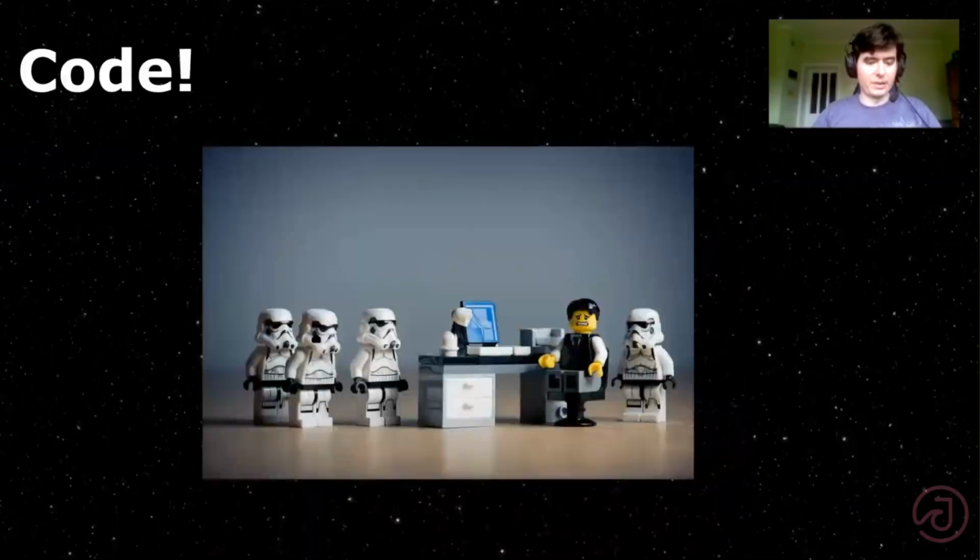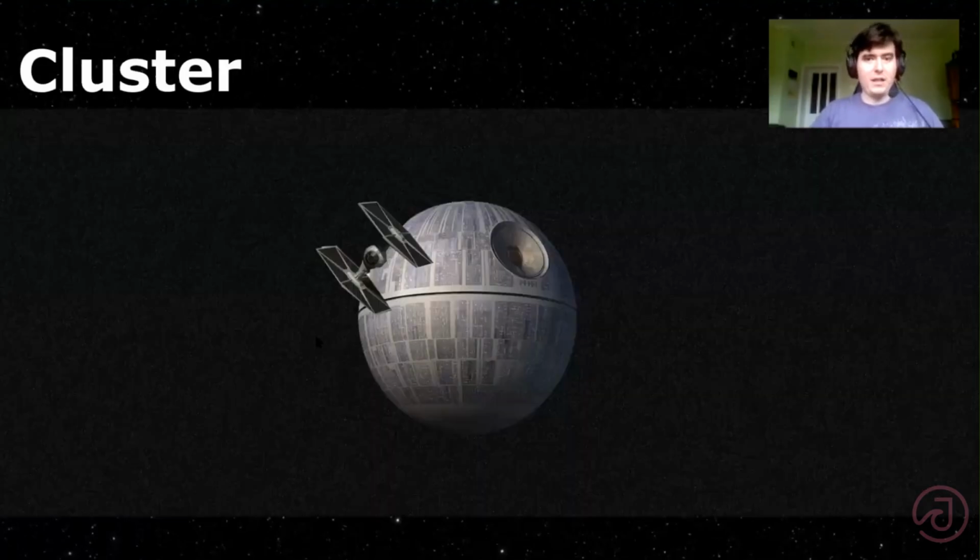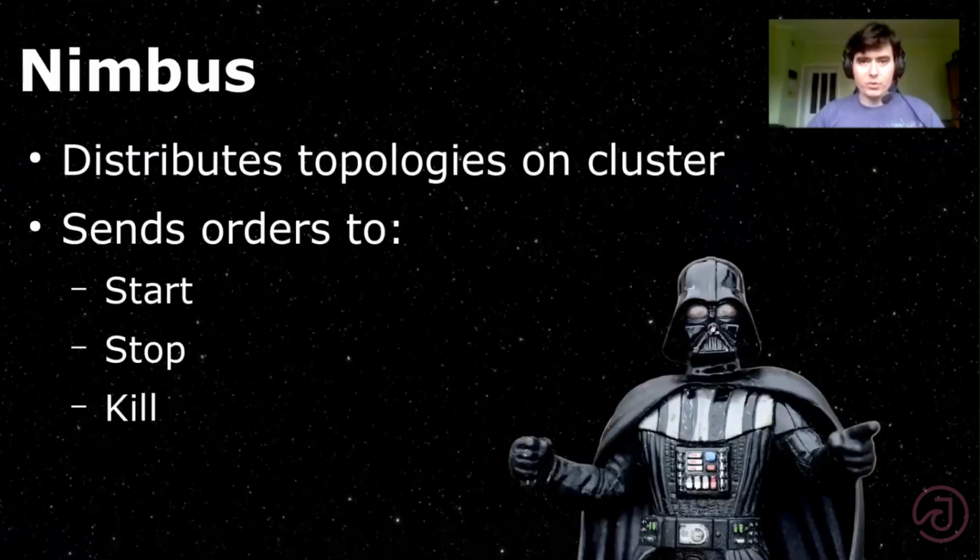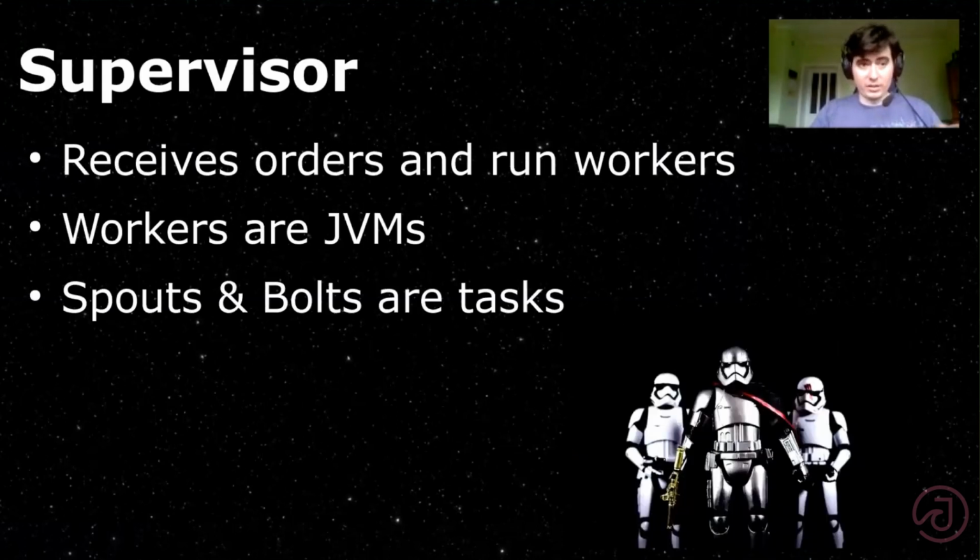Okay, so let me get back to the presentation. Regarding our cluster, we'll need to meet 3 guys. First is called Nimbus, and it's like a master node that distributes the work over a cluster. So it sends orders to start a topology, to stop it or kill it. Then we've got supervisors, and supervisors are nodes that simply do your work. So they get orders from Nimbus and they run workers, and each worker is a single JVM. And on these JVMs, our spouts and bolts are working, and these are tasks. And every task is by default 1 thread. You can change it if you need a different setup.